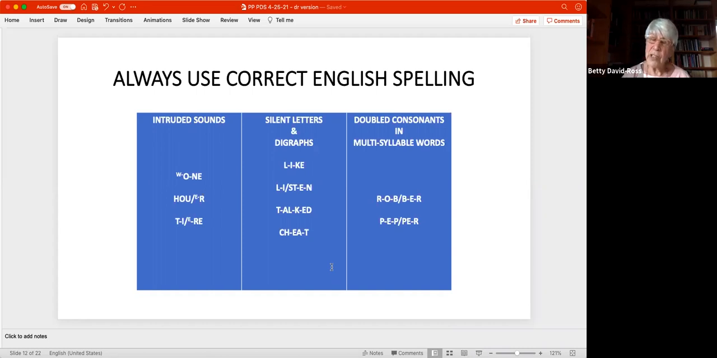Because we have such things as intruded sounds in English. In other words, there's a sound for which there is no letter that represents them. And that's often, in the case of one, it's the W. The O represents the W-U-N. There's nothing there for the W. So I put that up in superscript. So far, I've never had a student become confused by that.